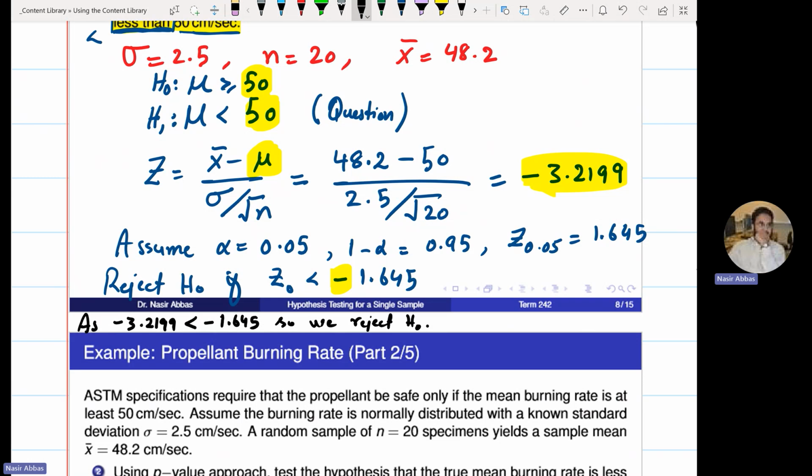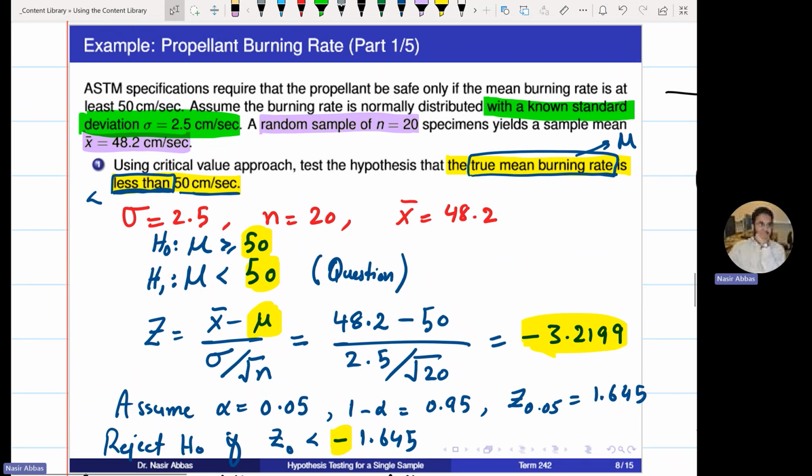After making a decision, you have to make a conclusion. Conclusion means you talk in terms of the variable itself. The variable was mean burning rate. So now go back. You rejected H naught, which means you go with H1, which means the statement of the question was true. So what will you conclude? That the true mean burning rate is indeed less than 50. That was H1. Because you rejected H naught, you go with H1. H1 was the question actually. The question says that the mean burning rate is less than 50. So you confirm that the mean burning rate is indeed less than 50.